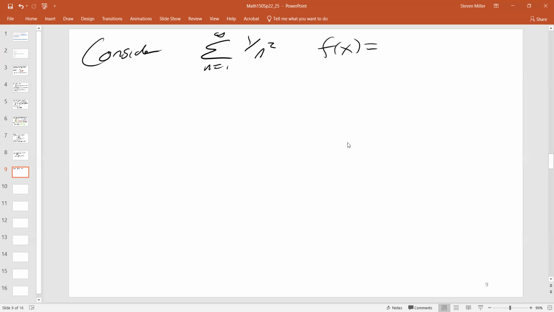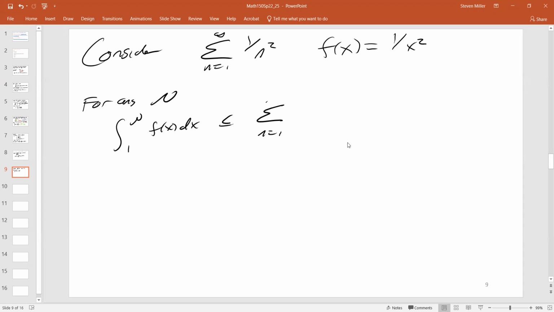So we have a sequence which is non-increasing. What should my function f of x be? 1 over x squared. And we would get, for any big N, the integral from 1 to N of f of x dx is less than the sum from 1 to big N of 1 over n squared, which is less than the integral from 1 to N of f of x dx plus the first term, which is 1 over 1 squared times 1.